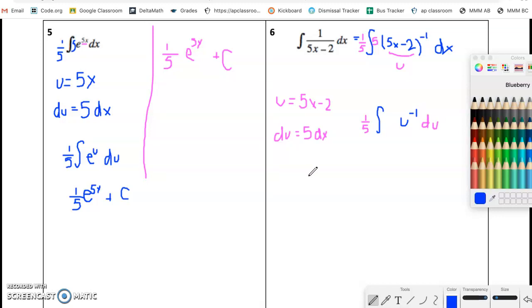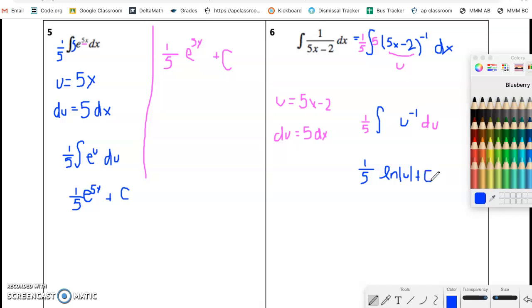Now, I know my antiderivative, u to the -1. We can't use the reverse power rule because our exponent's a -1 here. The antiderivative of this will just be 1/5 ln, so ln, the absolute value of u plus c.